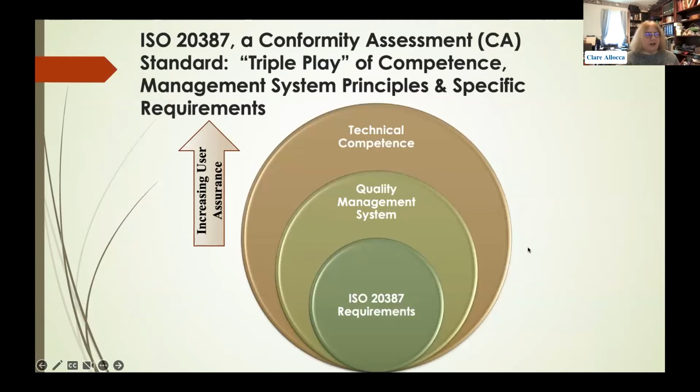So ISO 20387, I mentioned several other conformity assessment standards, but a conformity assessment standard is actually what I'll call a triple play of a typical ISO standard. You've got your specific requirements to do with biobanking, as in ISO 20387. But since it's a conformity assessment standard, it has to have 2 other elements as well. There's a quality management system to ensure that you have the system in place, and all of the record keeping and traceability, so that you know what you did, you know why you did it, and you can actually trace history and make sure that you maintain whatever needs to be maintained for your particular biobank.